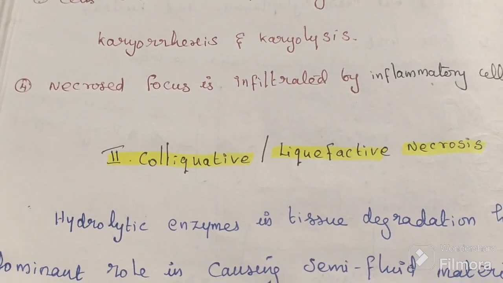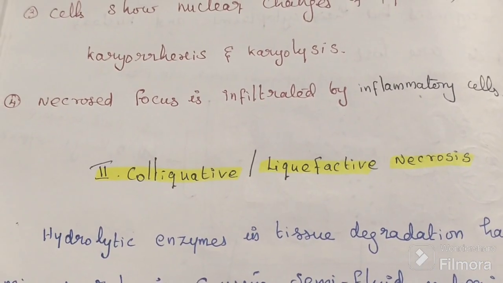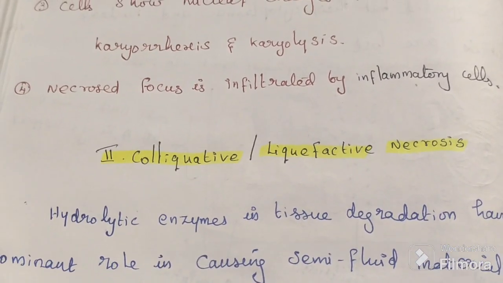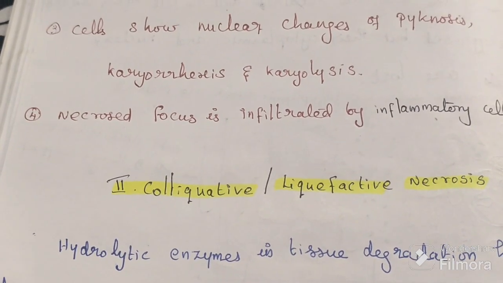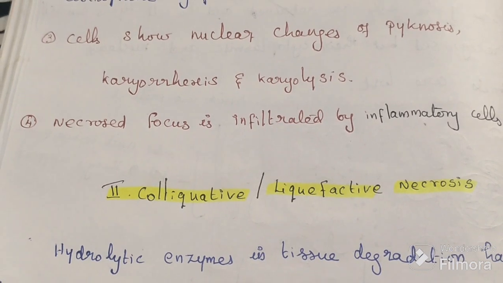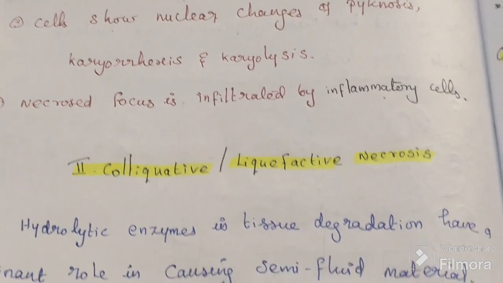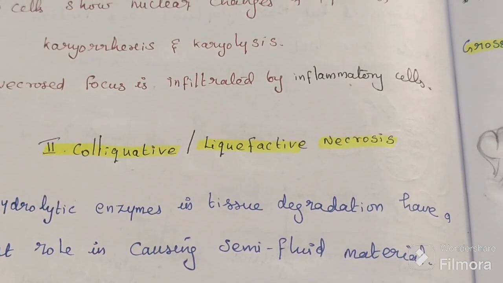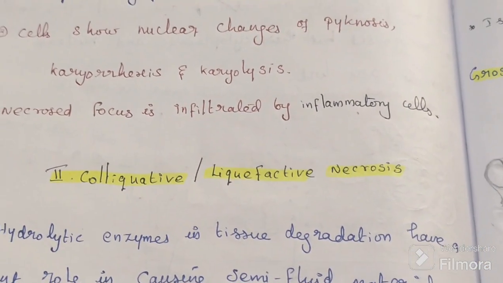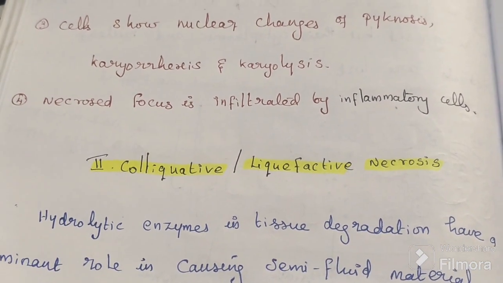Second one is colliquative or liquefactive necrosis. Liquefaction: hydrolytic enzymes in tissue degradation have a dominant role in causing semi-fluid material. Okay, because of hydrolytic enzyme, it causes semi-fluid material.